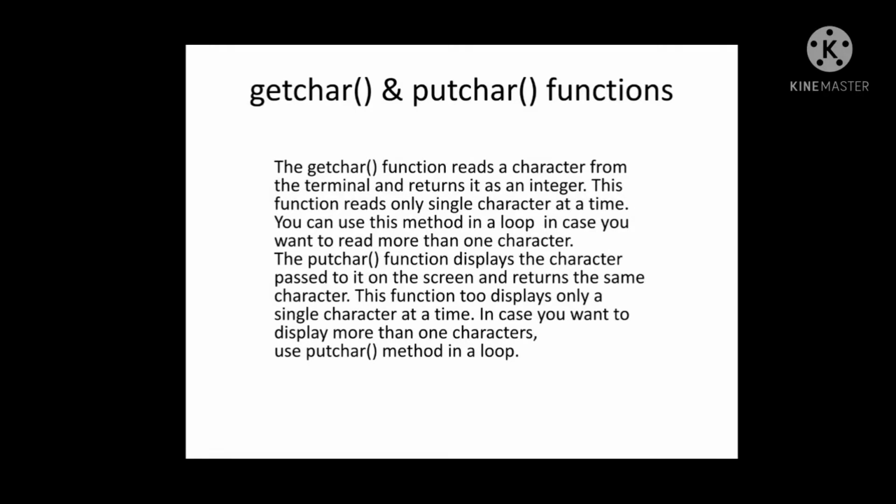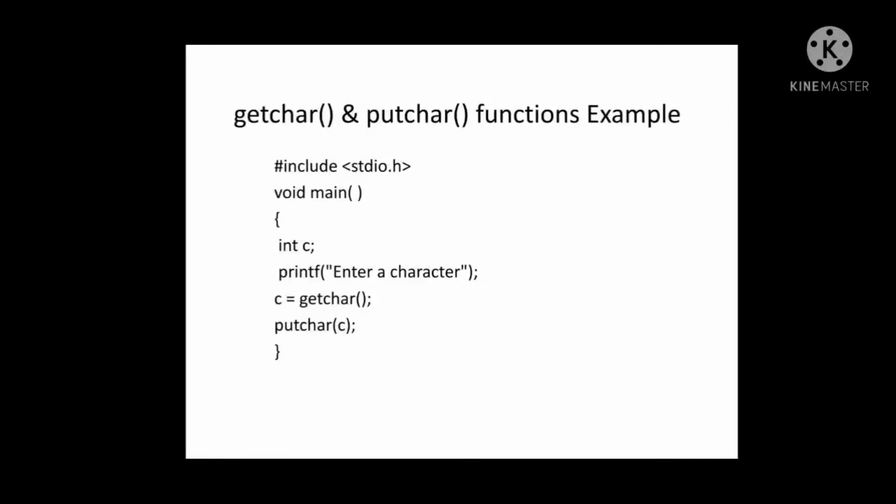The getchar and putchar can be used for character input-output. getchar reads a single character from the standard input and putchar outputs one character at a time to the standard output. Now let's take an example. In this example, the fifth line, that is c = getchar(), is taking a character as input and stores it in variable c. And the next line, putchar(c), is displaying the character stored in variable c.